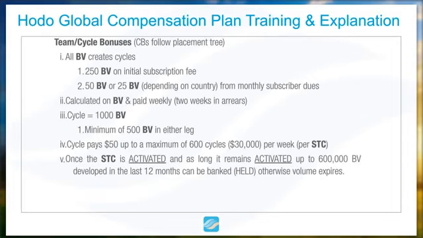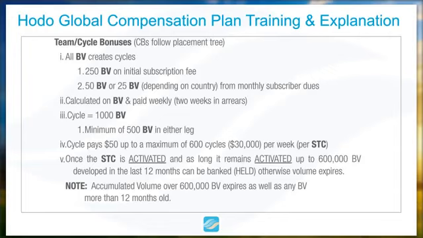As long as you maintain that activated training center, you can hold up to 600,000 BV in your left leg and 600,000 BV in your right leg, either one, all right? And it can be held for up to 12 months. If you go over 600,000 in a week, or if that volume is older than 12 months, it does expire. We do that so the company doesn't go broke maintaining volume forever and ever in those legs. It does need some time to expire.